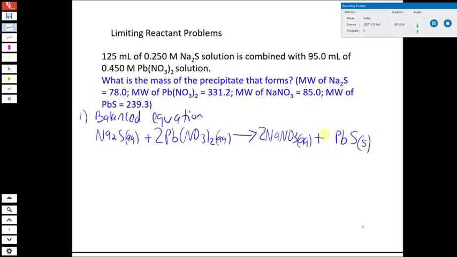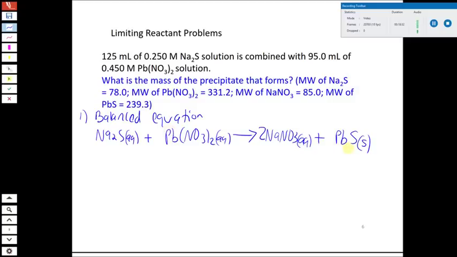I screwed that up already. Alright, so we need a 2 there. That's it. So just 2 sodium nitrates that form. We have one coefficient of 1 and everything else. So that's our balanced equation. Make sure we have the same number of ions on each side. That's what we're going to form.